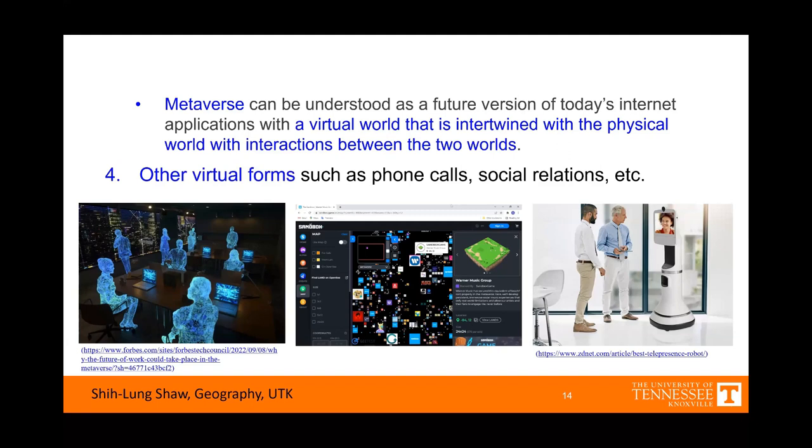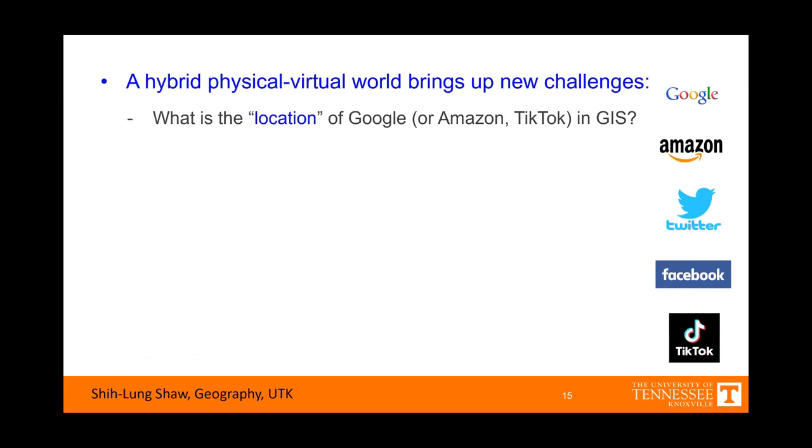And also, in my definition, I don't limit virtual space to only cyberspace. You don't have to have computers to be in virtual space. For example, traditional phone calls, okay, that could be virtual. And our social relations in our life, not Facebook friends, can still be virtual, okay? So what are the implications of this kind of hybrid physical virtual world? For example, if I ask you, what is the location of Google? Where is Google? What would be your answer?